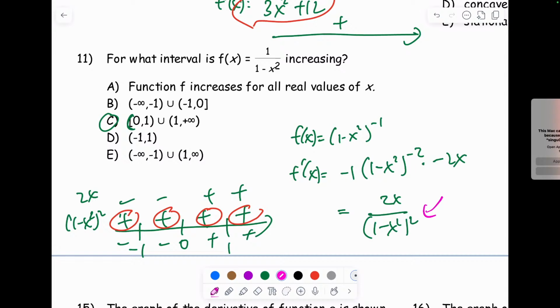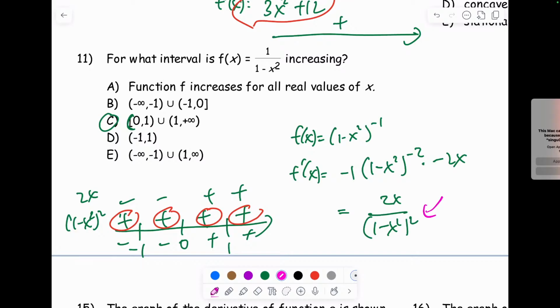So maybe it's calculus? The denominator got me. I got that, but I didn't compare it to the denominator. If you pay attention to the denominator, I just said 2x times 1 minus x squared to the negative second power. If you think about it, anything in parentheses squared always ends up positive. So the bottom is all positive, and on top 2x is negative, negative, positive, positive, so it'd be negative, negative, positive, positive.